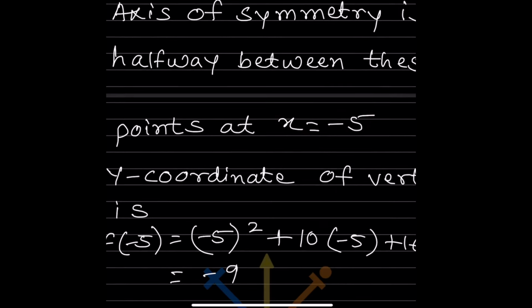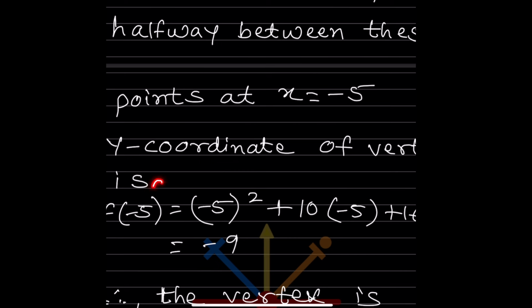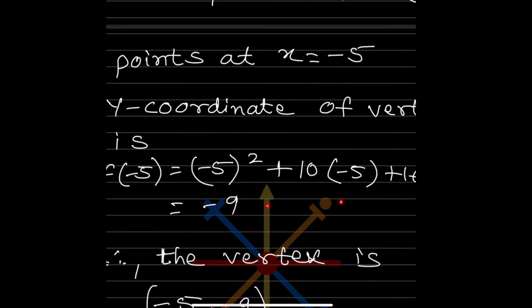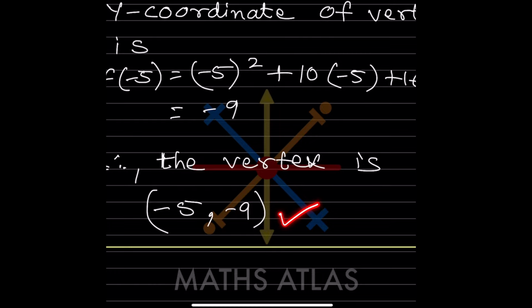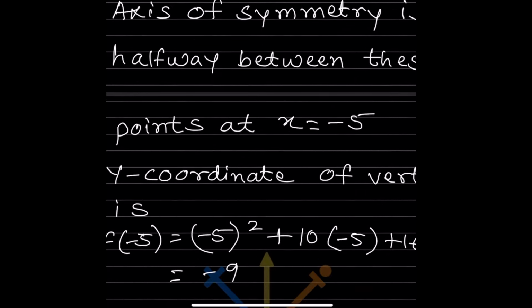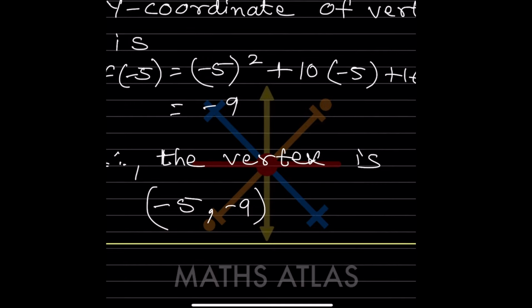So the y coordinate of the vertex is, again we have the same formula. f of x is x square plus 10x plus 16, the same equation. Whatever we have got here, minus 5, you are just going to plug in and you get minus 9. So you can check with this one. And again the vertex is going to be the same, also with partial factoring. So with all the methods we are getting the same answer.